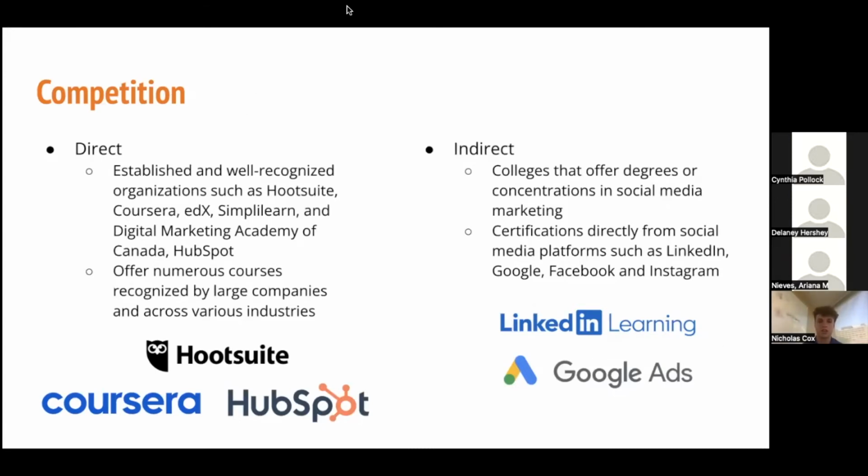So as competition, we've broken down competition into two sections, direct and indirect. As for direct competition, NISM, well-established organizations like Hootsuite, HubSpot, and Coursera pose direct competition threats. As for indirect competition, it would be more along the lines of colleges that provide degrees or concentrations in social media, as well as social media platforms that provide certifications like LinkedIn, Google, Facebook, or Instagram. Next slide.